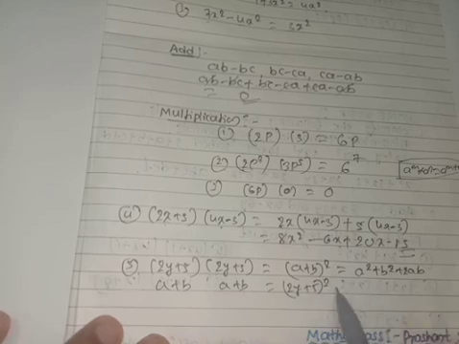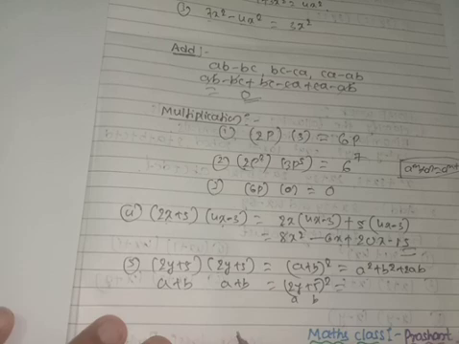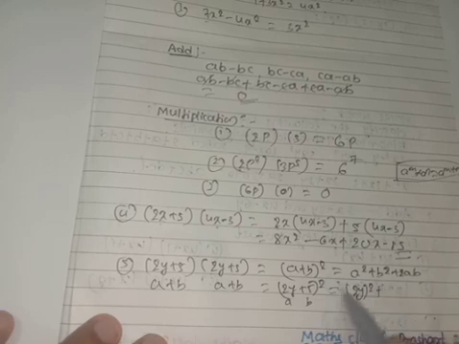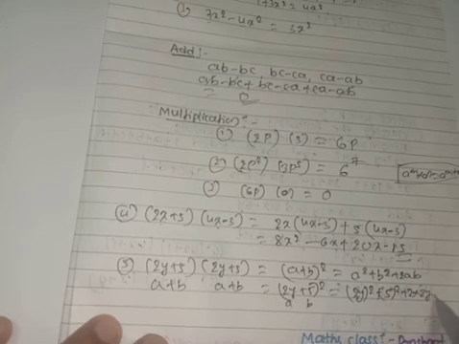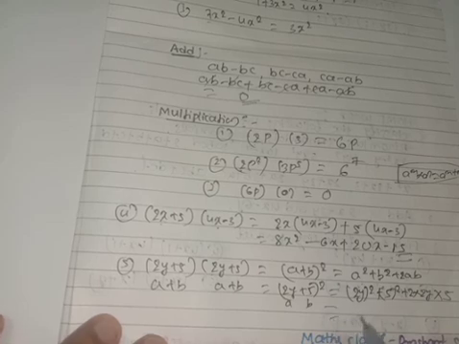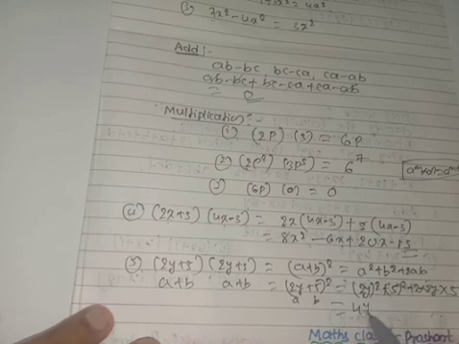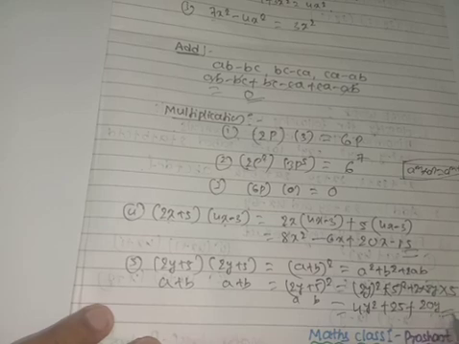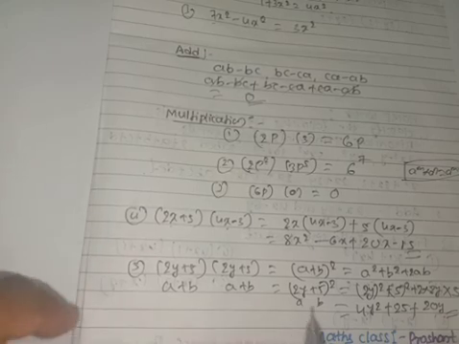Simply in this form we have to solve it. Here a is 2y and b is 5. a square means 2y whole square, b square means 5 whole square, plus 2 into a, which is 2y, and b, which is 5. For 2y whole square, 2 into 2 is 4 and y into y is y square, plus 5 square is 25, plus 2 2s are 4, 4 5s are 20, so 20y. This is the way we multiply like and unlike terms.